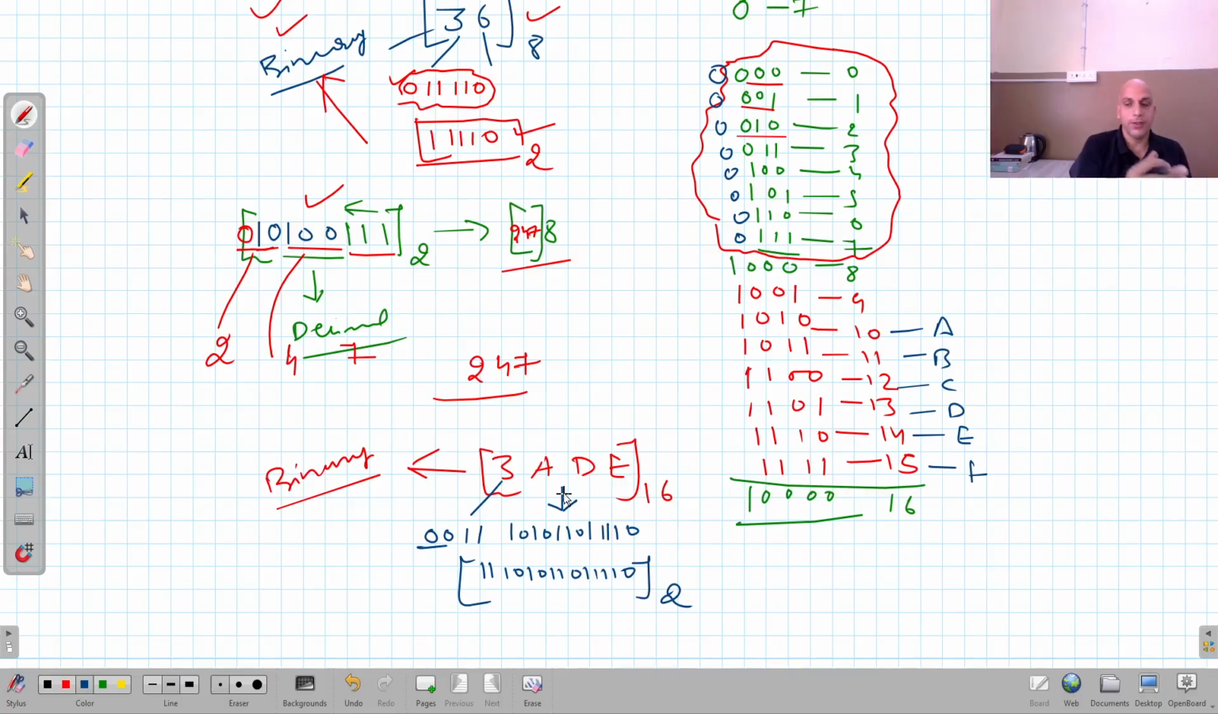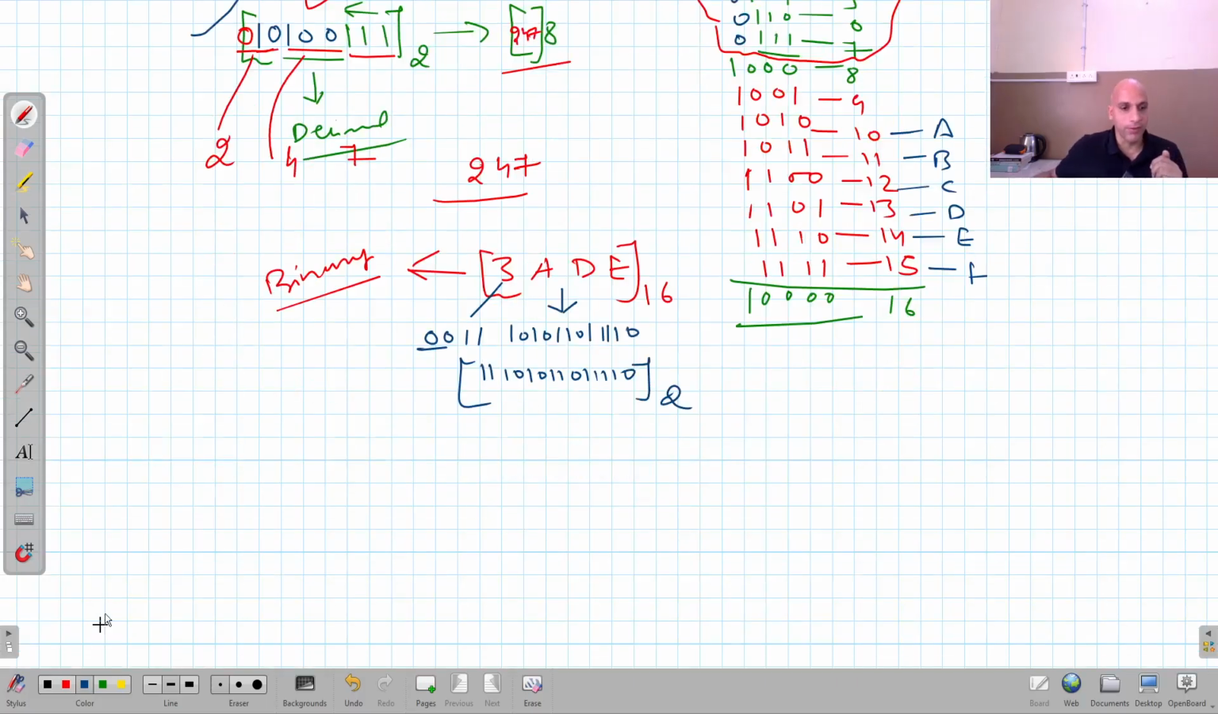If I have the reverse process, same way, right? You are given a group of binary numbers and you are asked to convert it into base 16. What do I have to do? Again, you have to take groups of 4 bits, starting from right toward this side.